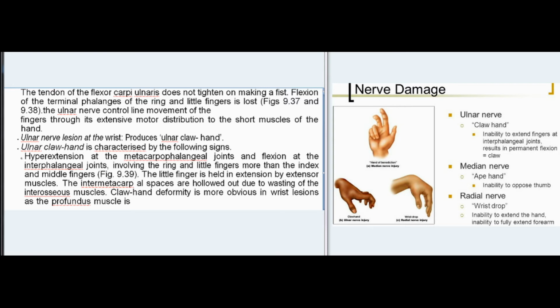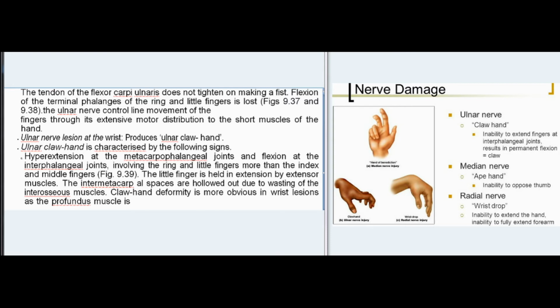The ulnar nerve controls fine movement of the fingers through its extensive motor distribution to the short muscles of the hand. Ulnar nerve lesion at the wrist produces ulnar claw hand. Ulnar claw hand is characterized by the following signs: hyperextension at the metacarpophalangeal joints and flexion at the interphalangeal joints, involving the ring and little fingers more than the index and middle fingers, Fig 9.39.